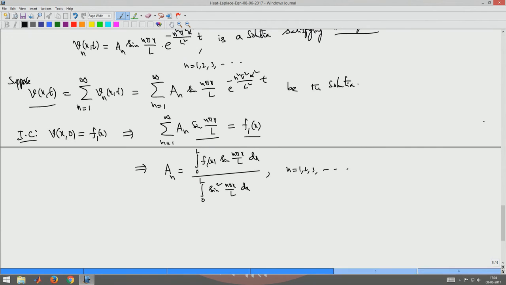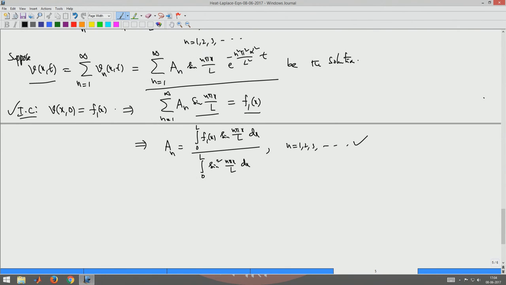So this solution V of x, with the a_n's, is now satisfying the heat equation, the boundary condition and the initial condition. This is the required solution. So this is what we need. This is how it behaves.